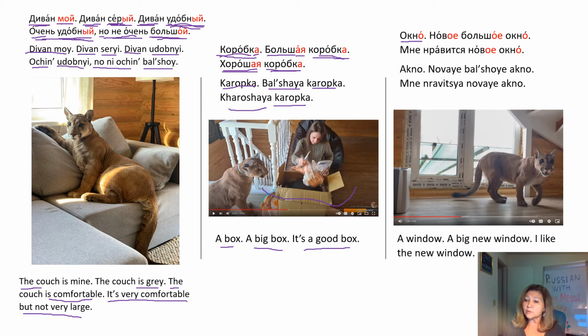Oh, by the way, we know the color black now, so черное море agrees, and we are getting a neuter adjective in neuter, черное море. Let's read the sentences about the window, and you recognize the new window or the new door that they have in their house under the staircase. Окно. Новое, большое окно. Мне нравится новое окно. A window, a big new window. I like the new window.